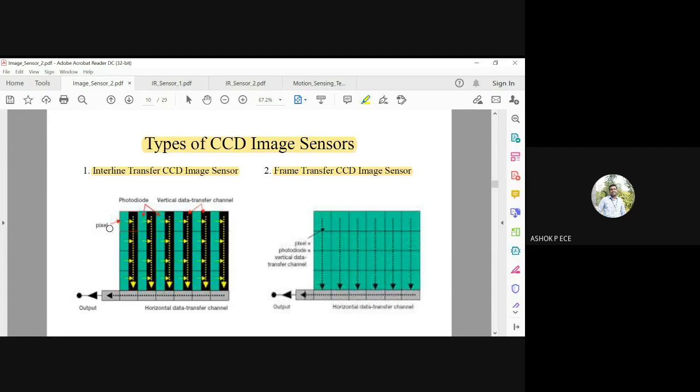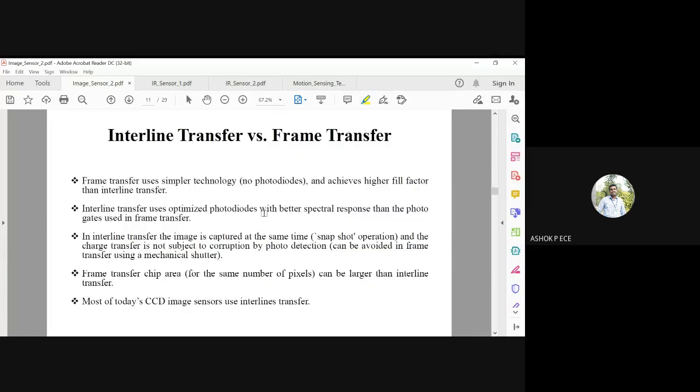So here, pixel and photodiode are different. You have separate pixel, separate photodiode, and separate vertical data transfer channel. But here, everything is the same. The pixel is also here. The photodiode is also here. The data transfer channel is also here. So you have vertical and horizontal data transfer channels, which are going to store the electrical data of your output.